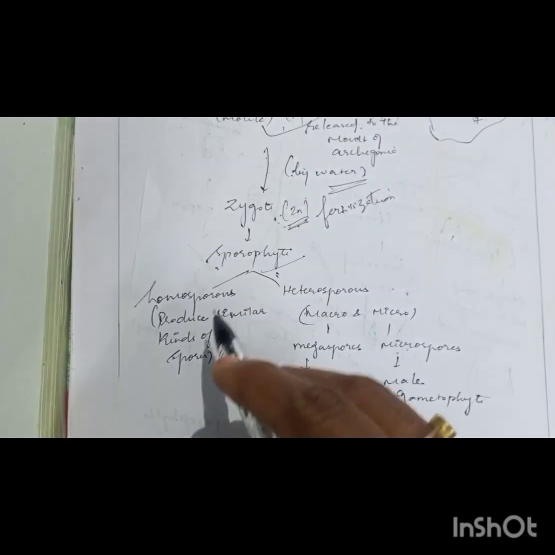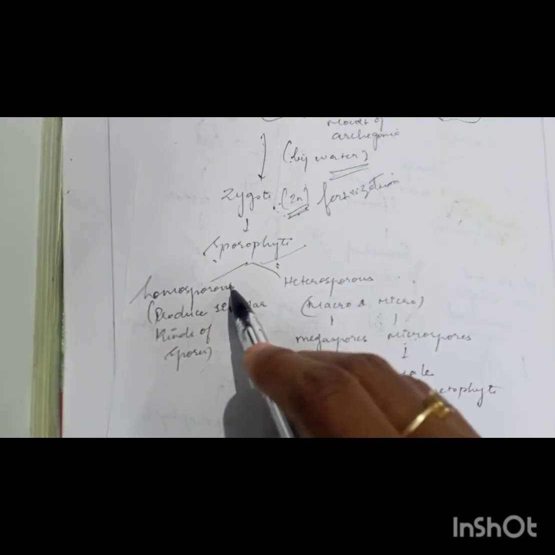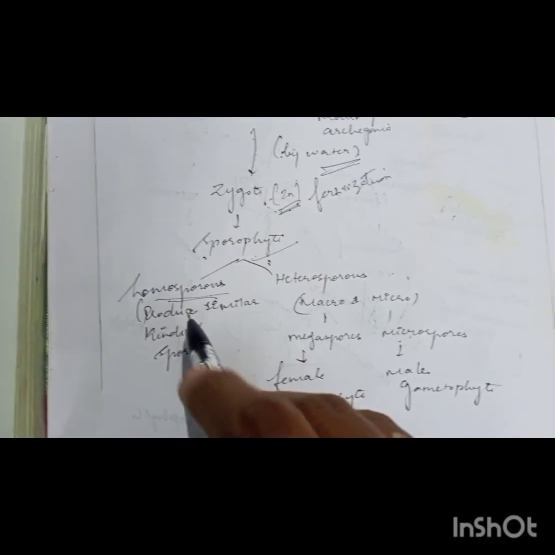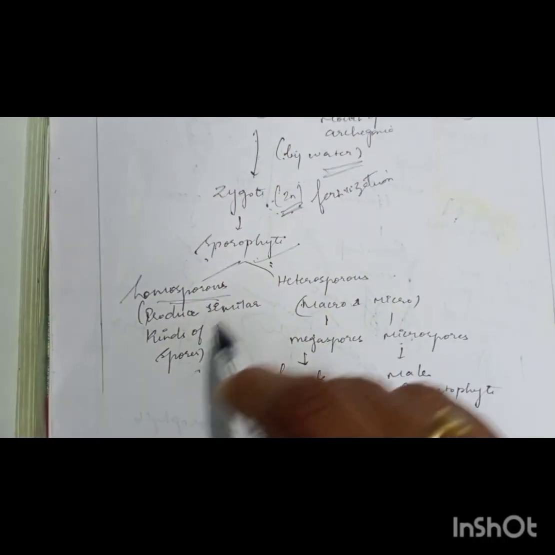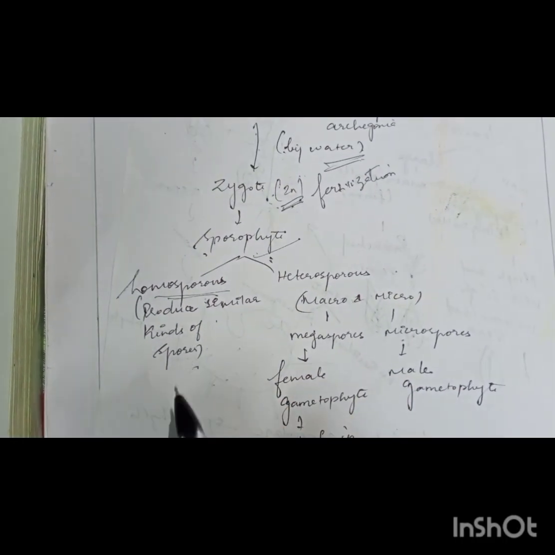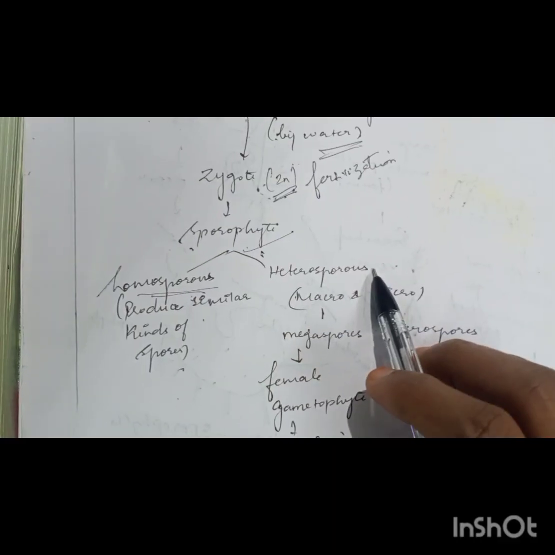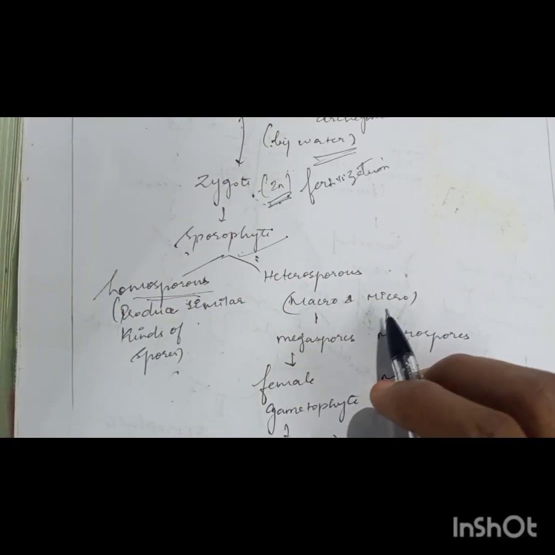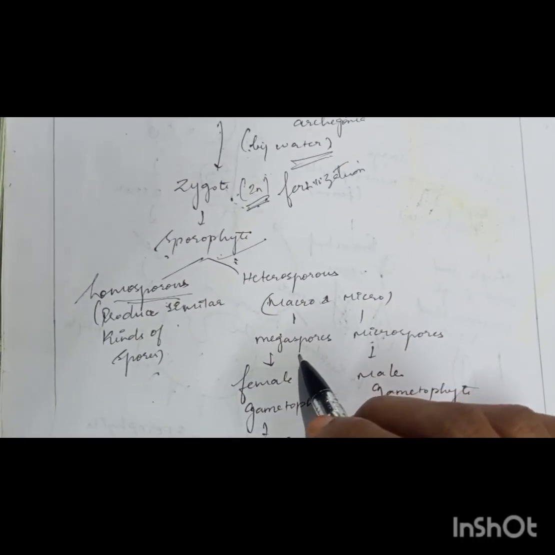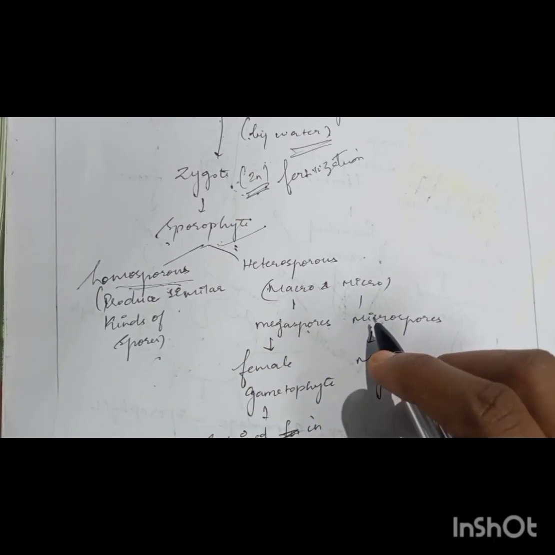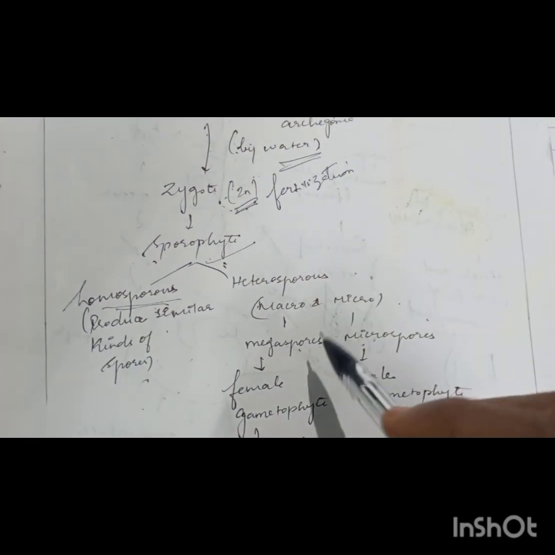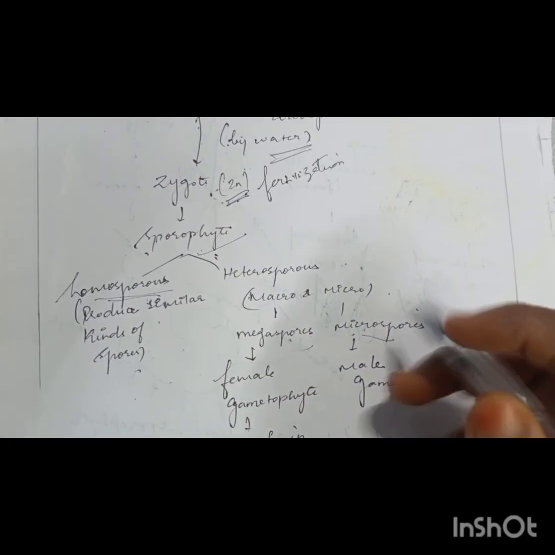The sporophyte will produce two kinds of spores. The homosporous species produce spores, all of which are similar in nature, whereas the heterosporous type will produce two kinds of spores. One will be large, that is macro, another will be small, micro. The larger one is known as megaspore, and the smaller one is known as microspore. The spores produced are megaspores and microspores.